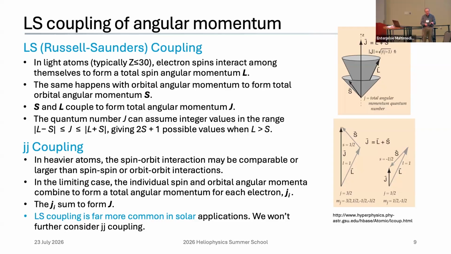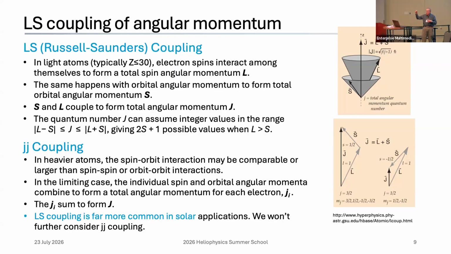The thing to take away is that your atom, when you're all done with it, you've got a total orbital angular momentum L, and total spin angular momentum S, and they couple to form a total angular momentum of the atomic state.